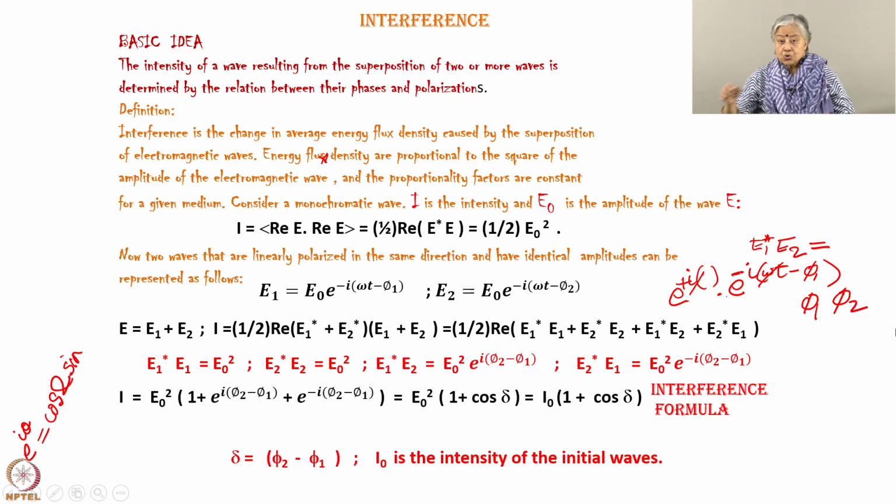So, phase is not something which you are going to actually see on a screen or see on your detector. You will see the intensity pattern, but the intensity pattern will follow the instructions of the phase. As you can see in this formula, I is equal to I0 1 plus cos delta.